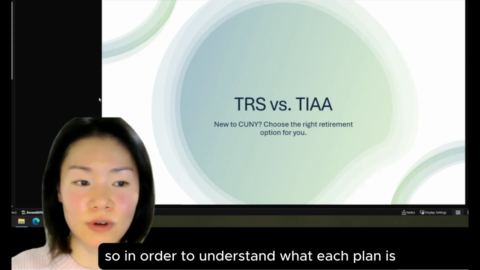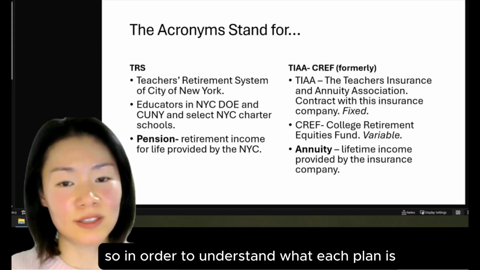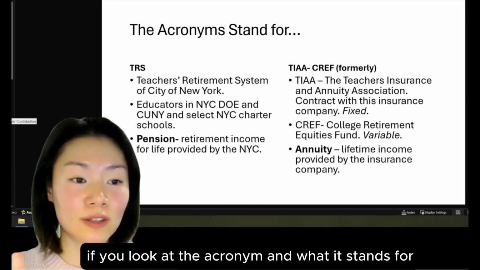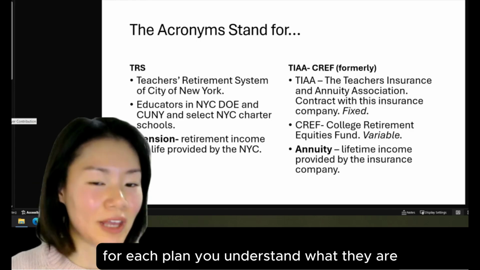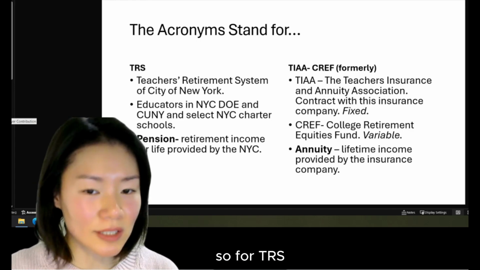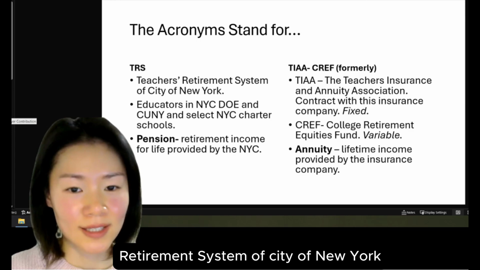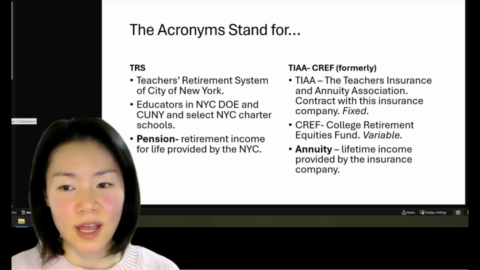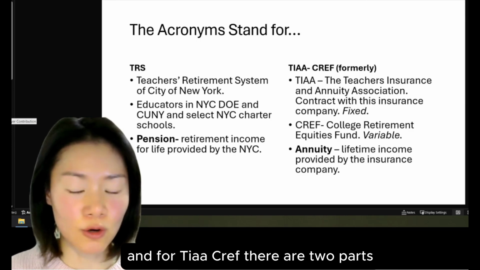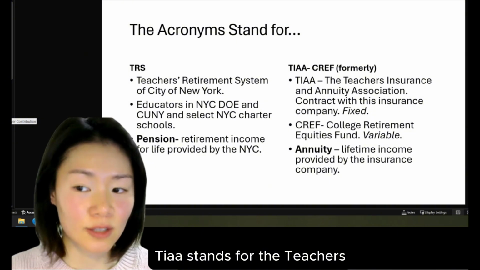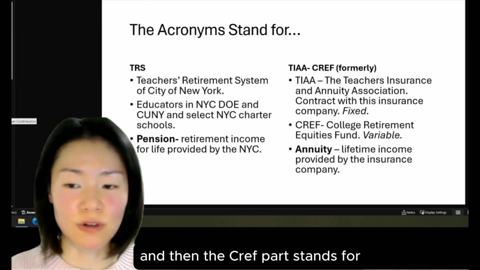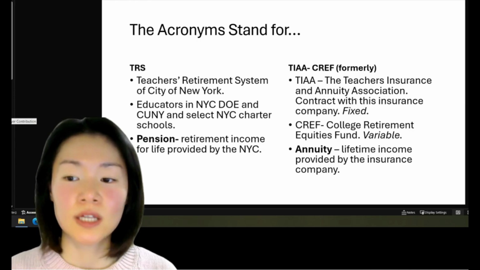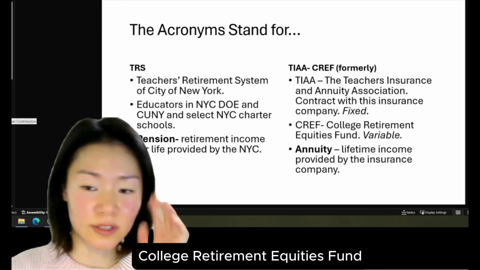So in order to understand what each plan is, if you look at the acronym and what it stands for, you understand what they are. TRS stands for Teachers Retirement System of the City of New York. And TIAA-CREF has two parts. TIAA stands for the Teachers Insurance and Annuity Association, and the CREF part stands for College Retirement Equities Fund.